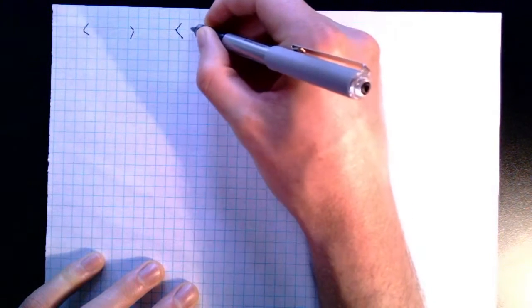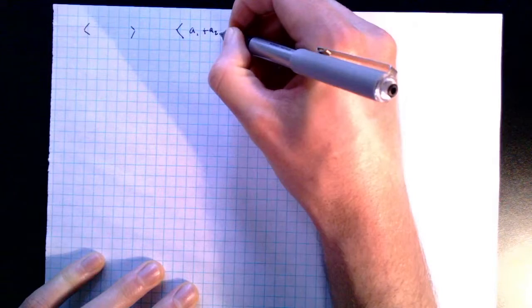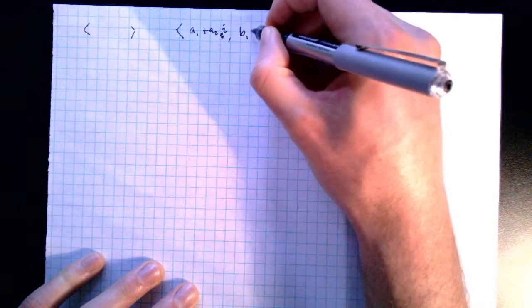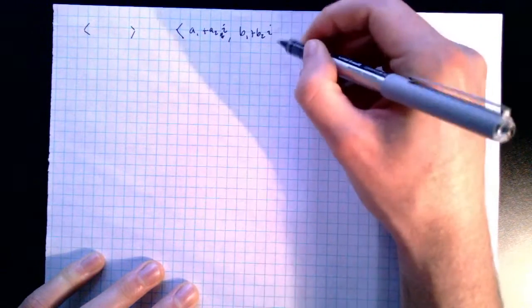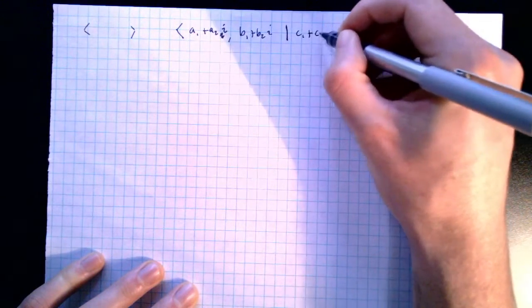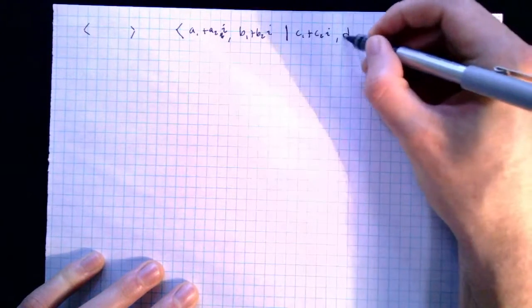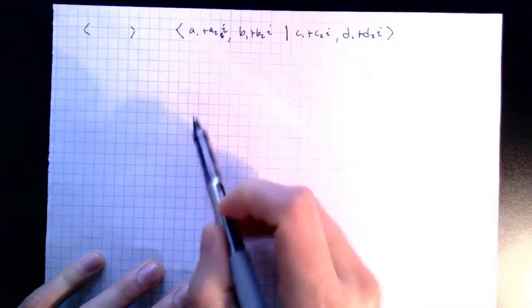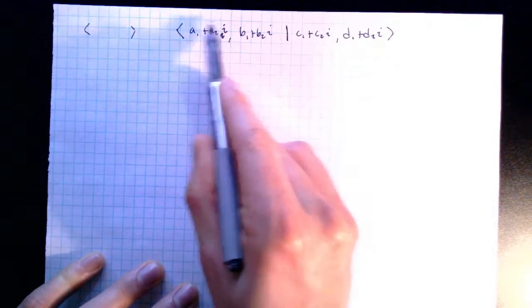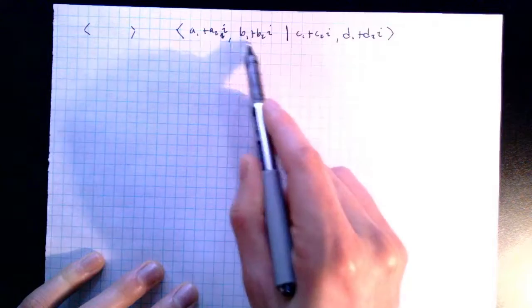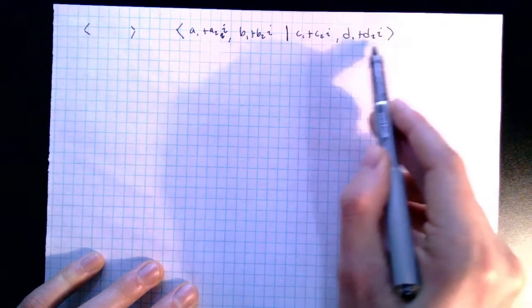So what we wanted to do is we said, all right, so we have a1 plus a2 i, comma, b1 plus b2 i, and then we multiplied that by c1 plus c2 i, and d1 plus d2 i, right? And then what we did was we did this number times the complex conjugate of this number, and then we added that to this number times the complex conjugate of this number, right?